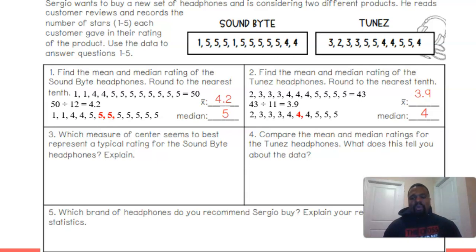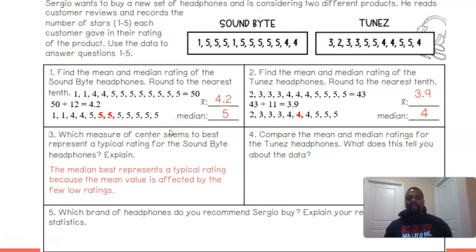So if I want to look at a usual typical rating, then the best measure of center that I will want to use wouldn't be the mean, it will be the median. The median will be the best measure of center for me to look at for a typical rating for Soundbite, because if I do the mean, it's going to be affected by those two ones.